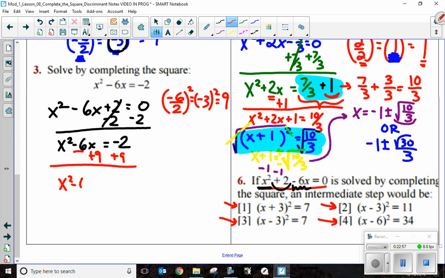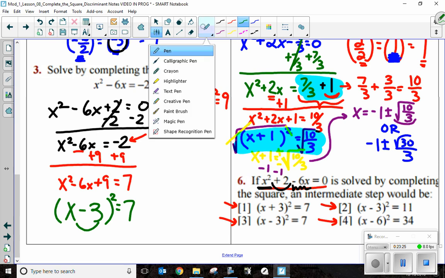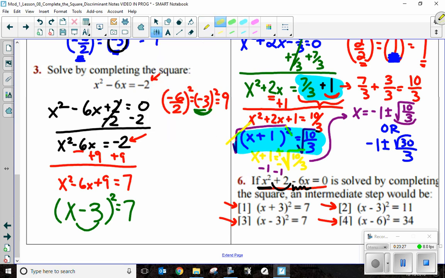X squared minus 6x plus 9 equals 7. That is almost identical to this right here. In fact, it is. If I didn't erase the work, I could have looked at it and had the answer. Look at me go. We have a perfect square here now. It's x something squared equals 7. And the same number that goes in parentheses here is the one in parentheses here. So which one of my 4 choices has x minus 3 squared equals 7?